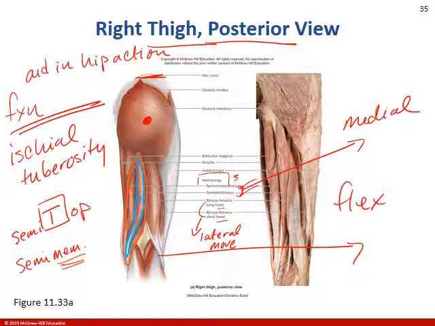This can be confusing for people. If you just take a quick glance at it, it's hard to tell which side is the biceps femoris two-headed muscle, and then which side is the semitendinosus and semimembranosus. So the way that I usually think about it, the semitendinosus and the semimembranosus are always medial. The biceps femoris, that's the lateral muscle.